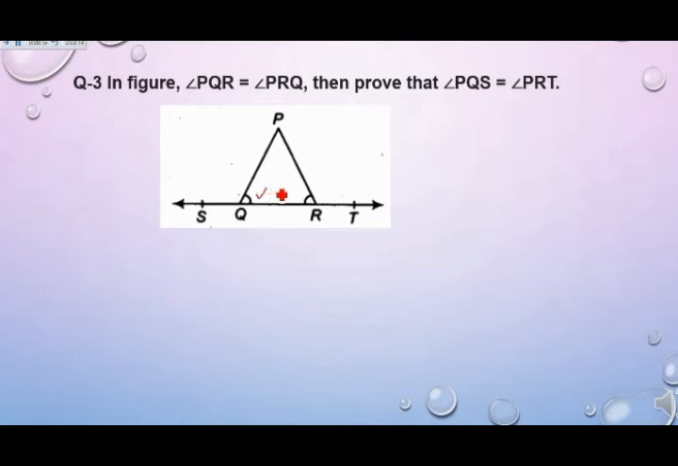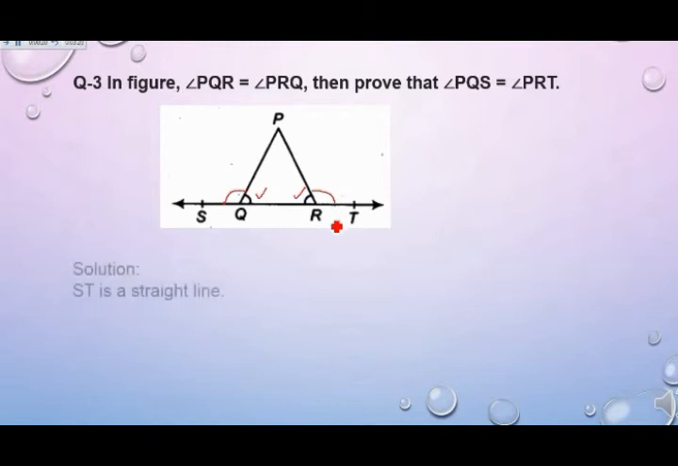Now question number 3. In the figure, this is angle PQR, angle PRQ. These two are equal angles. This is given to us. And we want to prove that angle PQS is equal to angle PRT.